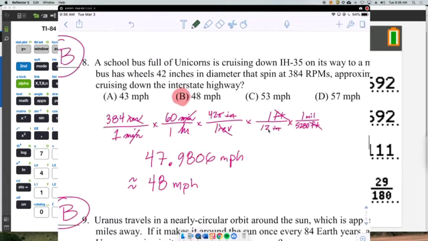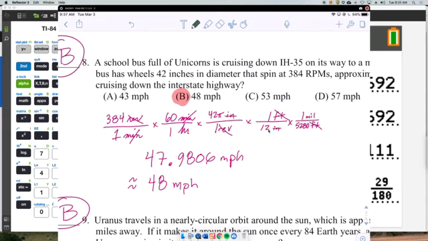Well, this is one of those stoichiometric problems. You start with the variable quantity, which is the rotations. 384, you're going to write it as revs per 1 minute. All right, now we need to get from revolutions per minute to miles per hour. So I did the time first, minutes in the bottom, minutes in the top. So 60 minutes in an hour, minutes divide out. So now we have hours.